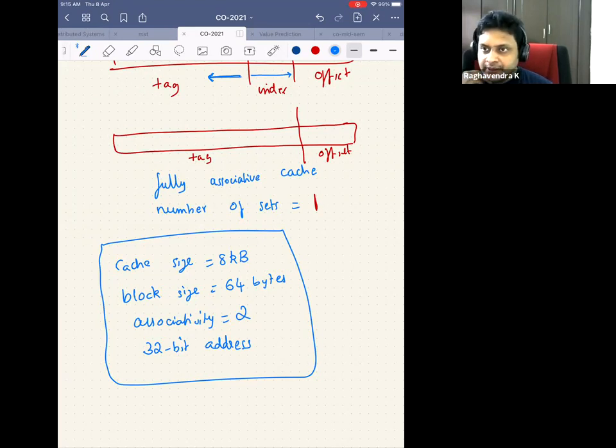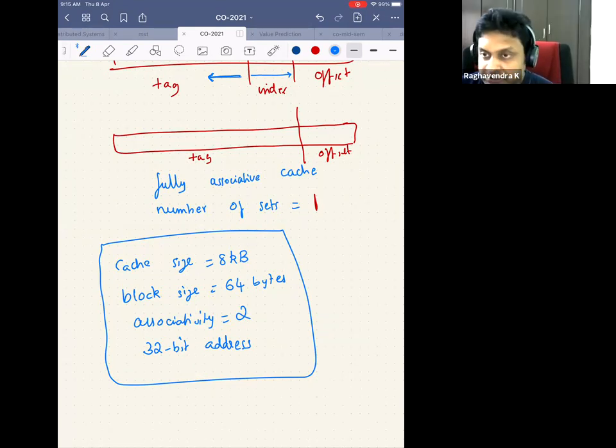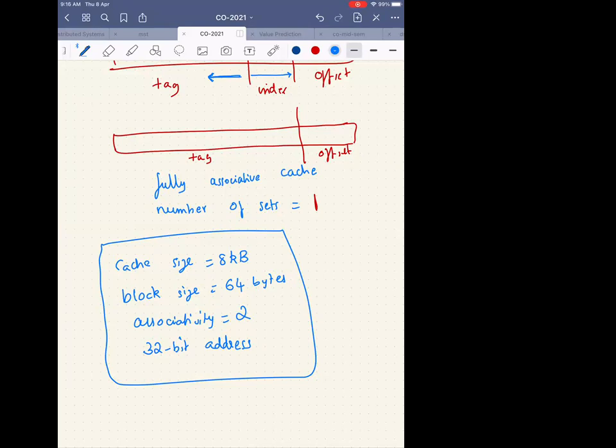Okay, did anybody find an answer? So offset is 6 bits. Okay. Index is also 6 bits. Okay. And tag is 20 bits. I don't know the answer. Offset is of course 6 bits. Did everybody find the answer? I mean, did everybody get the same answer?